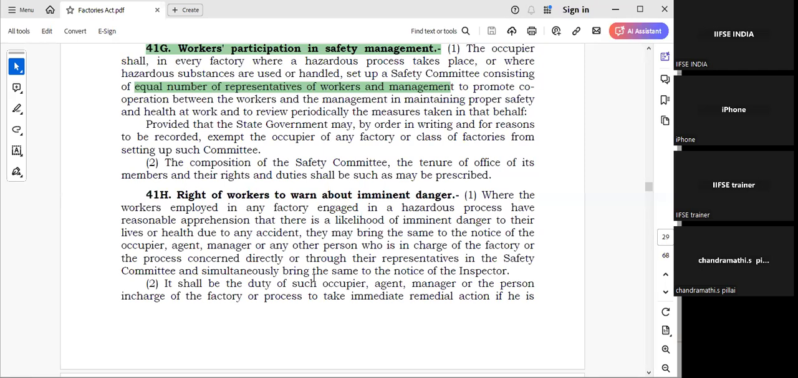Now we'll see 41H. The rights of the workers to warn about the imminent danger. What is the right of a worker? The right means everybody will have the right to express your opinion. Everybody has the right to speak, as in a democratic country. So here also, as per the Factories Act, the workers have some rights. Rights in the sense, hakkulu.